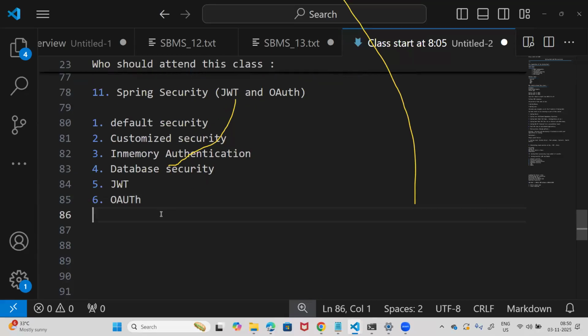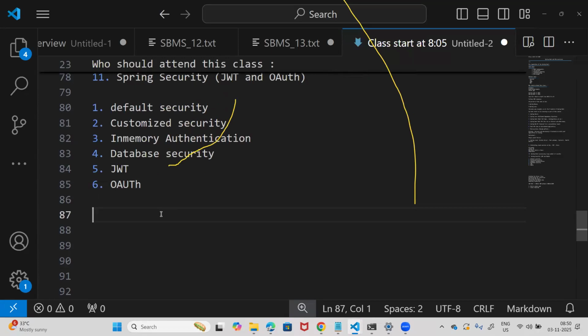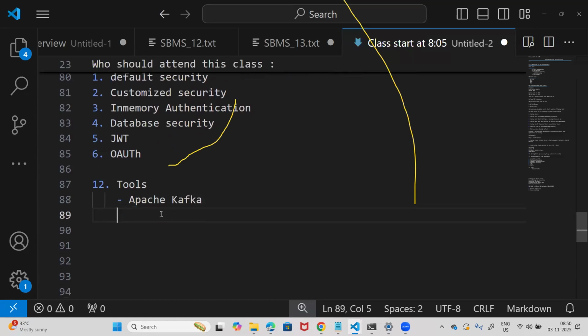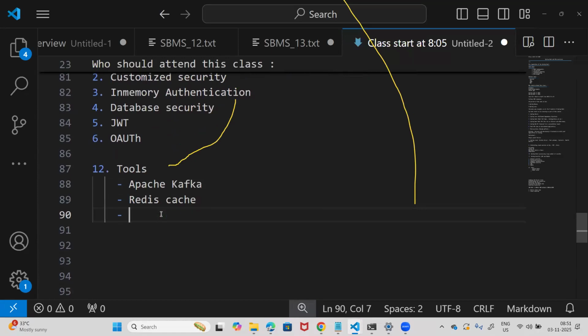Okay, let's get back. So the 11th module is what, guys? Spring Security, okay? Now module 12. We will learn multiple tools here, okay? So what are the tools we'll learn? Apache Kafka, Redis cache, and logging.